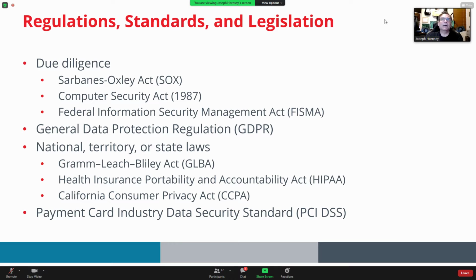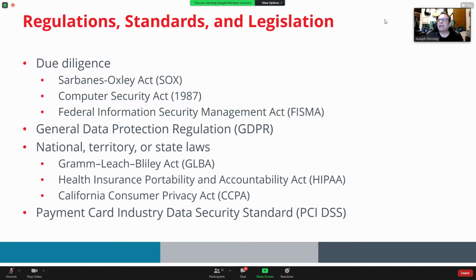Sarbanes-Oxley, or SOX. This is primarily for financial organizations. It's a risk management and auditing standard that you have to meet. Computer Security Act of '87, that's when the federal government, Congress, passed a law that says that government computers actually have to have security policies. And then FISMA, the Federal Information Security Management Act. This is, if you're a government agency, it dictates how you handle data processing. Those are things we tend to not really have to worry too much about in the private sector.